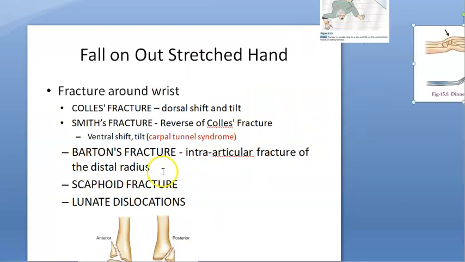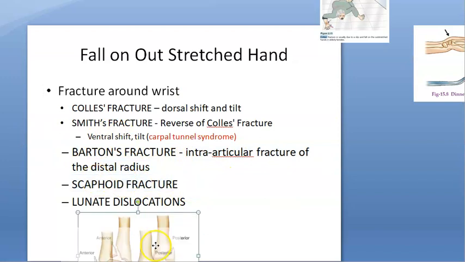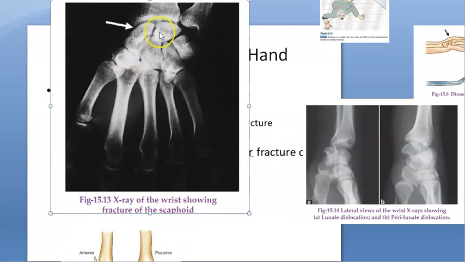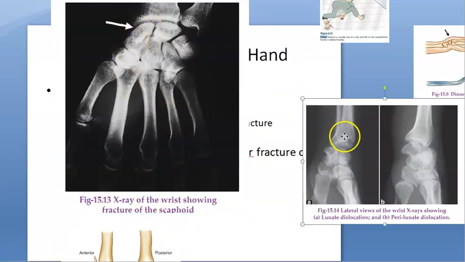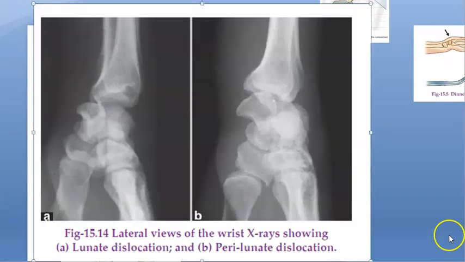Intra-articular fracture of the distal radius. Then scaphoid fracture and lunate dislocation. These are the carpal bones, isn't it? See, in this they are showing the fracture of the scaphoid. And in this other image, they are showing you the lunate dislocation.